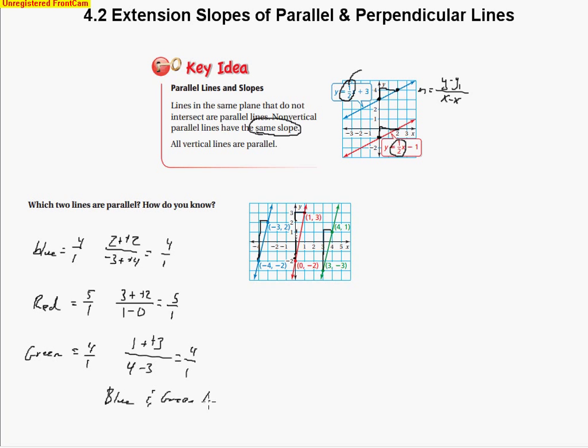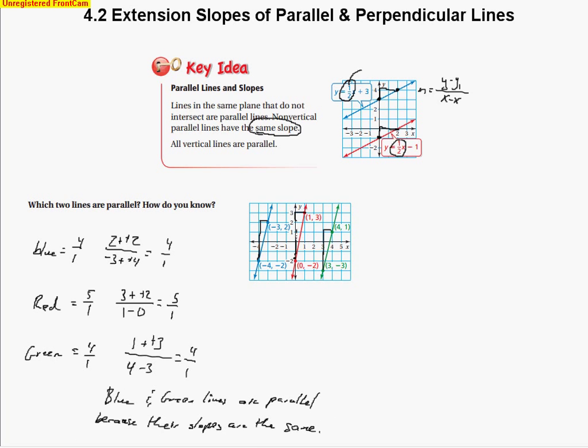lines are parallel because their slopes are the same.